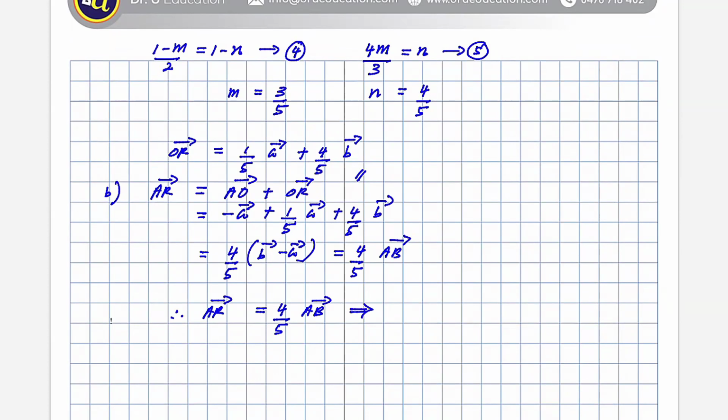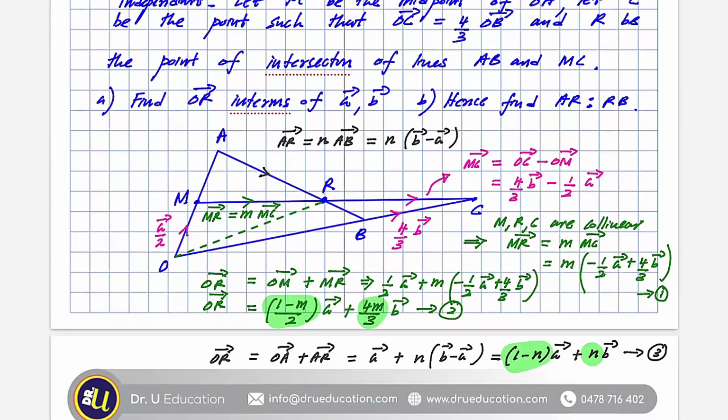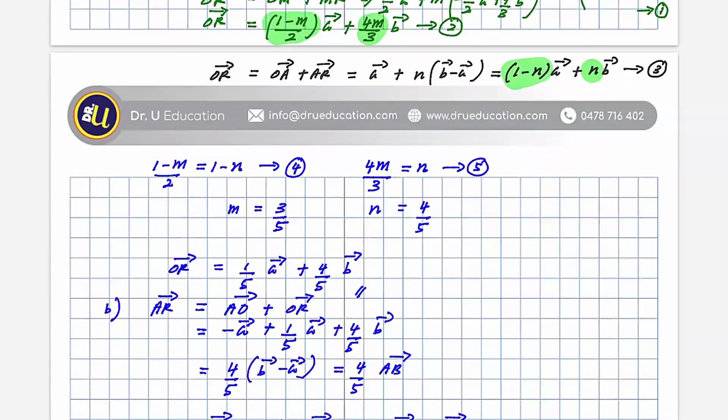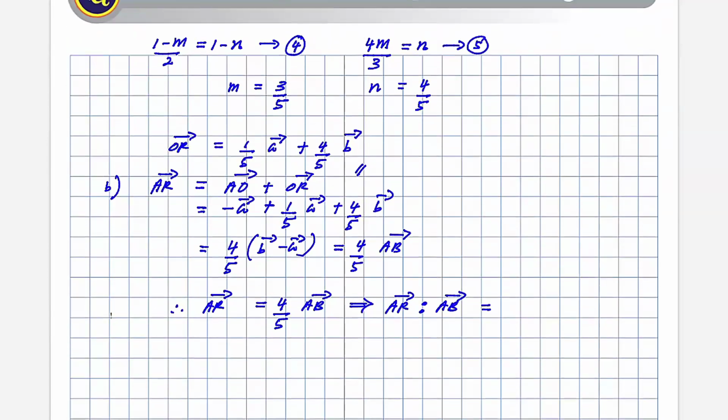This is nothing but now AR to AB is... AR to, what is the question actually? AR to RB. RB, yeah. AR to RB. AR to RB is equal to 4 to 1.